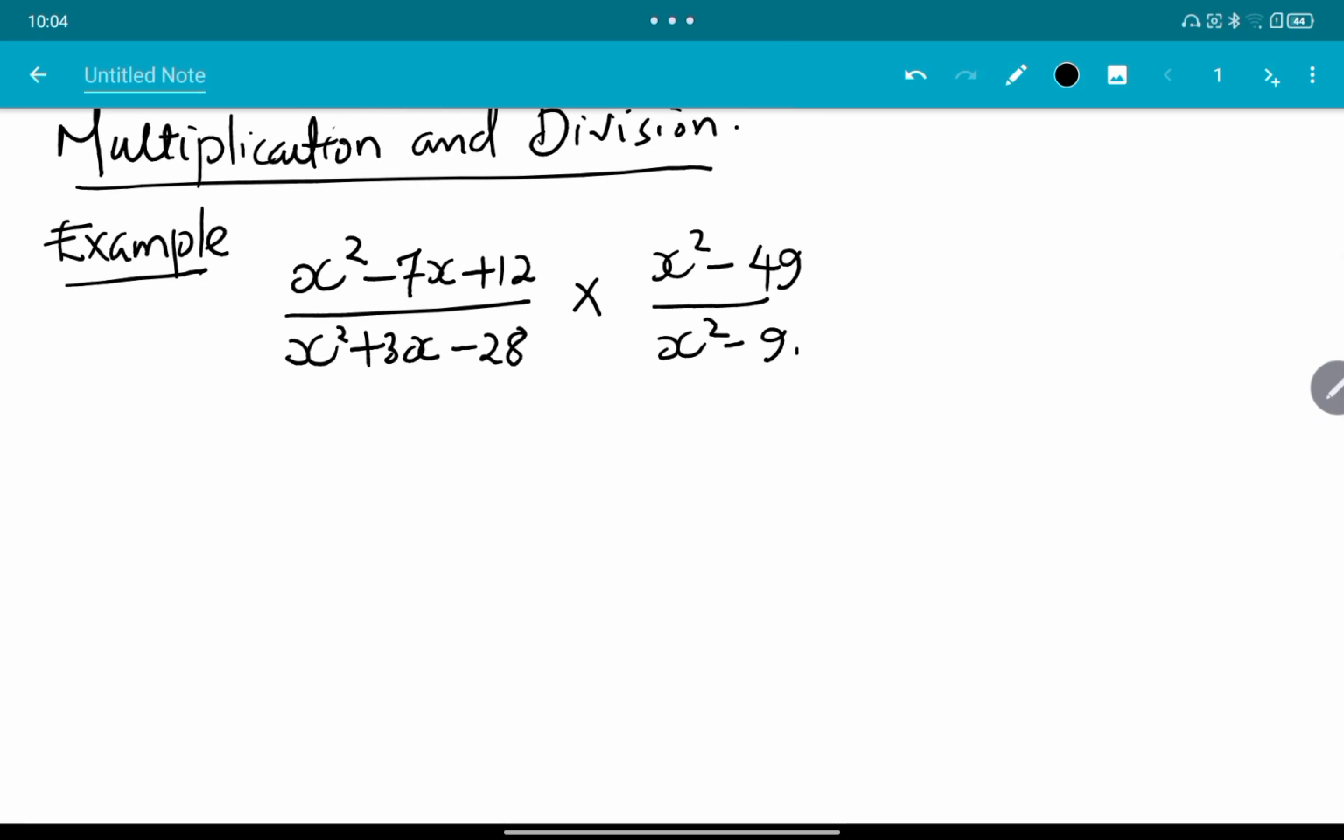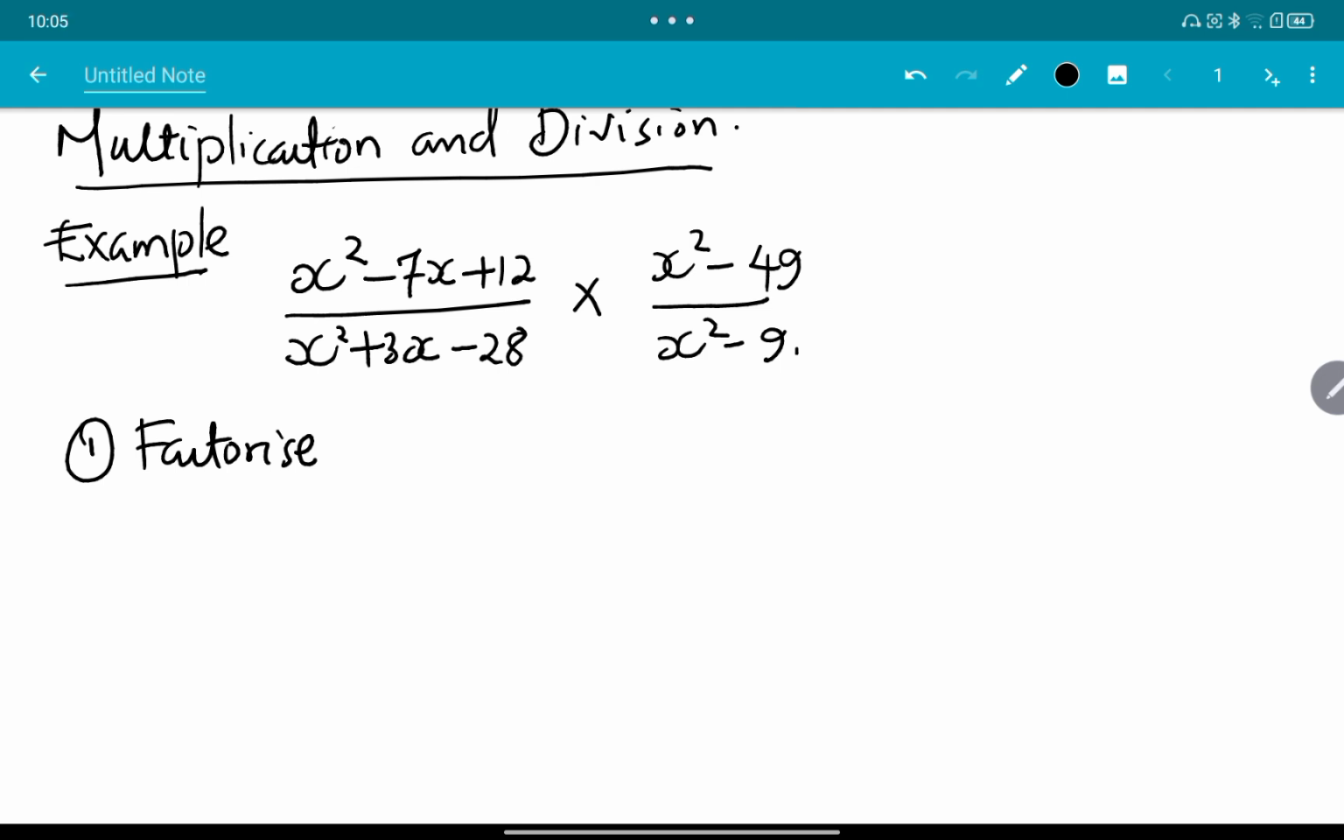Whenever you have a question like this, the first thing you need to do, because when you look at these fractions, the one on my left side and the one on the right hand side, you can literally see there's nothing that can be cancelled out or simplified. So whenever you have a quadratic expression in an algebraic fraction, the first step is to factorize them. So we need to factorize all the quadratic expressions we have.